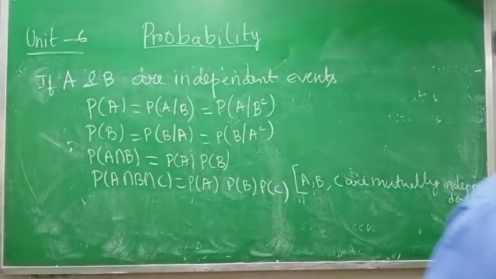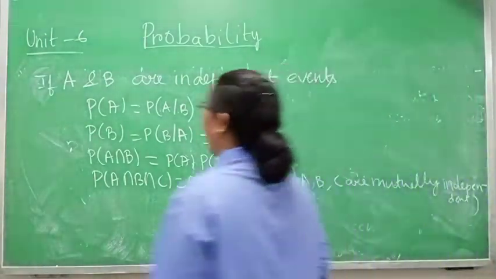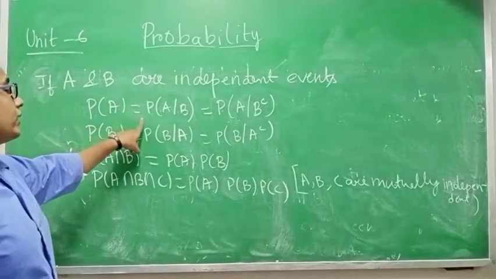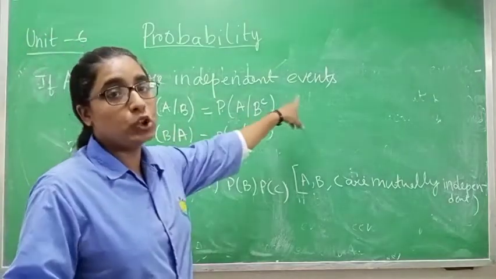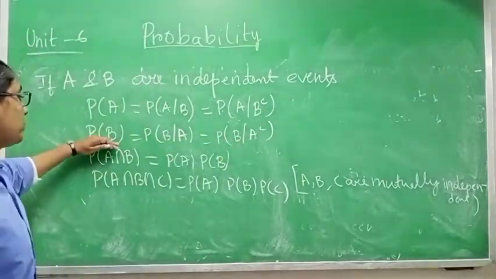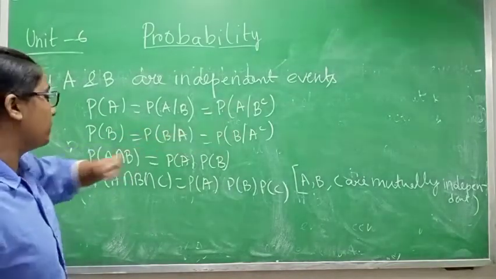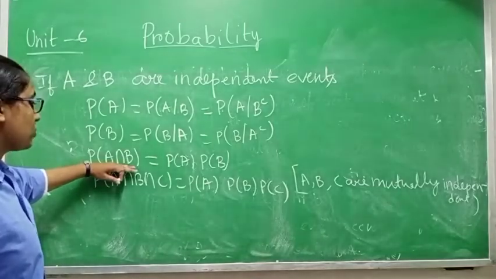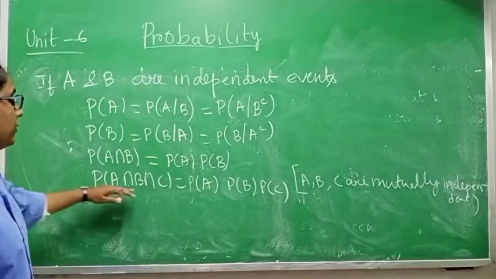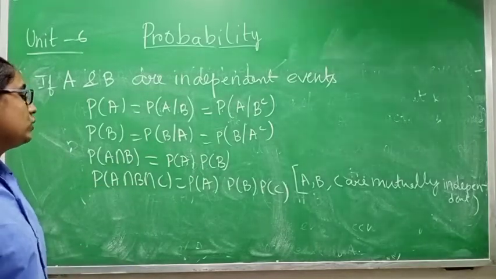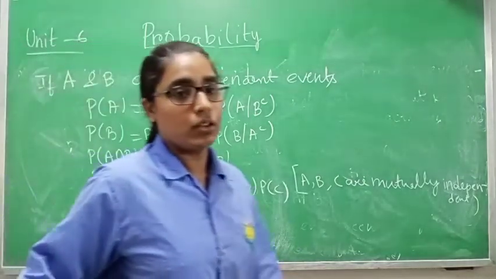Now this one is the last formula. If A and B are independent events, they both are independent. At that time, for probability of A, you can write probability of A by B, or you can write probability of A by B complement. Same thing if it is B: probability of B equals P(B by A) equals P(B by A complement). If it is given A intersection B, then if they are independent, you can write P(A) dot P(B). And if there are 3 mutually independent events, you can write P(A intersection B intersection C) equals P(A) P(B) P(C). Okay.